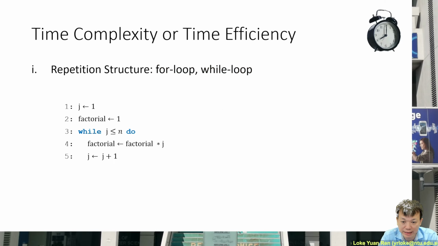So let me give you an example. This is an algorithm to calculate the factorial of n. So this depends on the n.